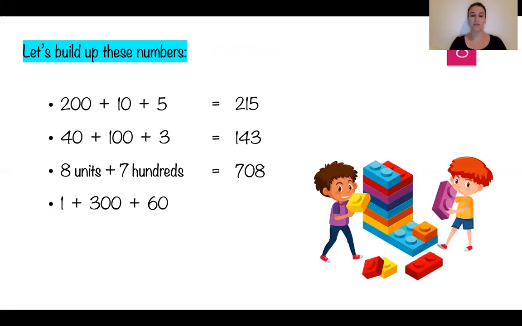The next one, 1 plus 300 plus 60. Also muddled up. We can see that there are 3 hundreds, there are 6 tens, and 1 unit. Our number is 361. The last one of these, 9 tens and 4 hundreds. There are no units in this number, so we have 490.